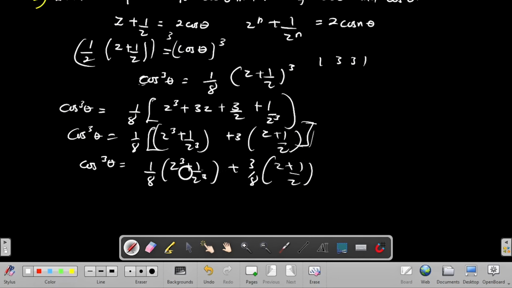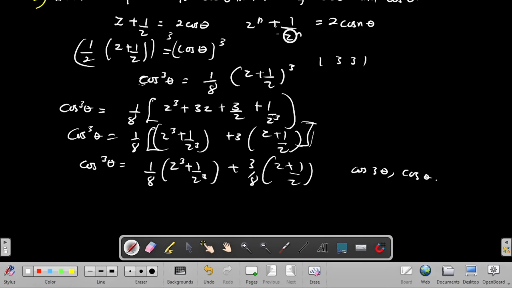Nicely. So you are supposed to express this in terms of what? The question says that you are expressing that in terms of cos 3 theta and cos theta. Obviously, you can see that this here, you can express this in terms of what? Cos 3 theta. Is that not it?